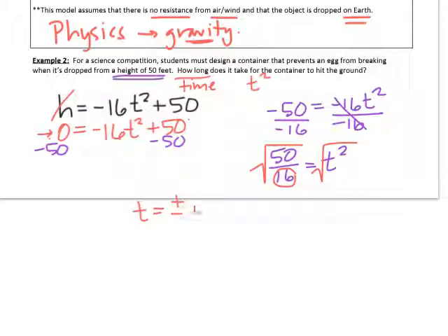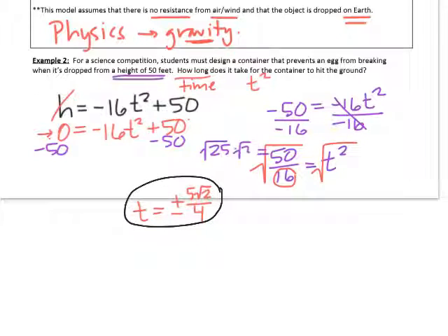So 4 is on the bottom. And on the top, the factors of 50 are going to be 25 and 2. So that's equivalent to the square root of 50. The square root of 25 is just 5. And we can't do anything with the square root of 2 because it's a prime number. So this is our final answer. We probably would get rid of the negative value because there is no negative time, there's only positive time.